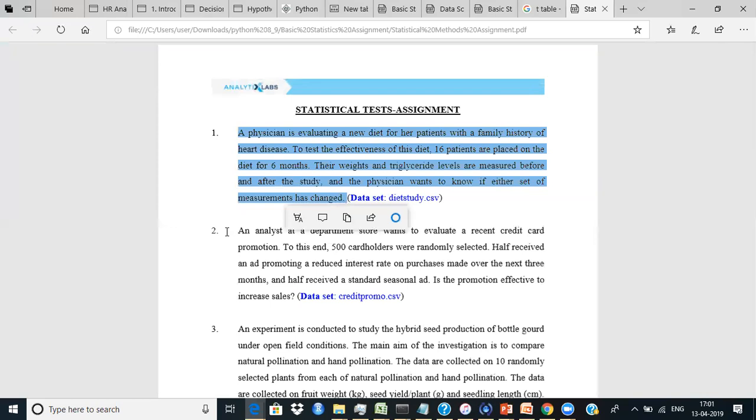Paired, right? It's paired sample t-test because for the same patients you are looking at before the diet, after the diet. But two paired sample t-tests, one for weight, second for triglyceride. If any of them gets rejected, you will say the diet has worked. Even if the diet does not reduce the weight, if it reduces the triglyceride, then also it's worked. All of you agree with this?